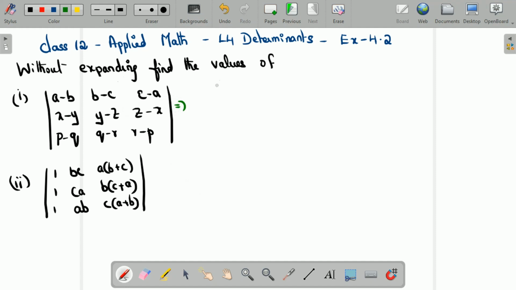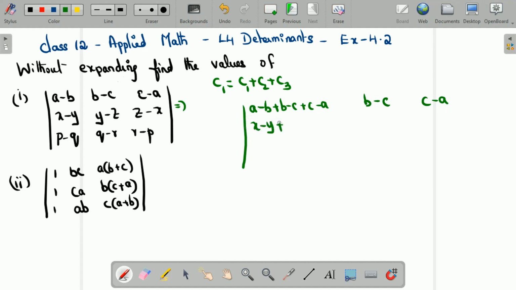Here I'm going to write the column transformation. C1 is equal to C1 plus C2 plus C3. So let's see, A minus B plus B minus C plus C minus A. That's what I want as a first column. The second column is B minus C. The third column I'm retaining as such.